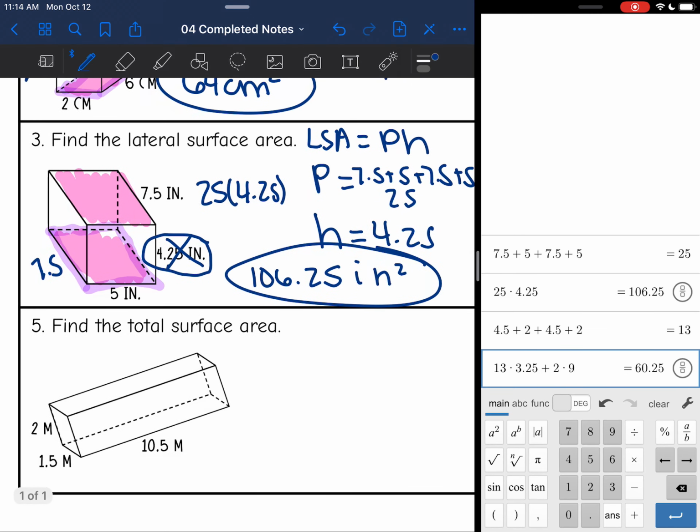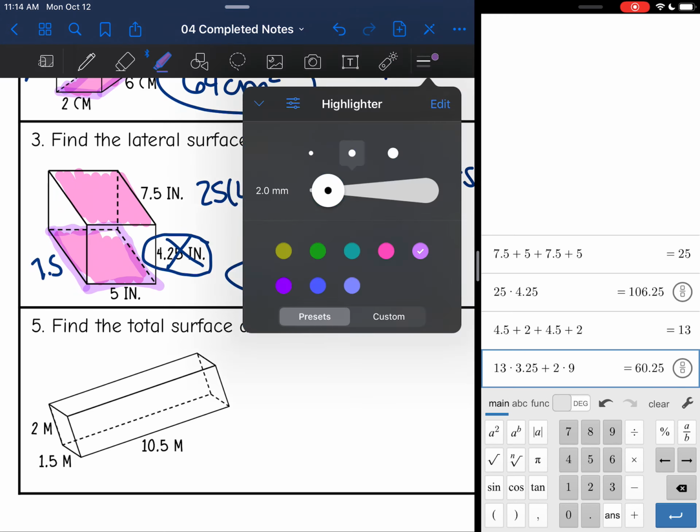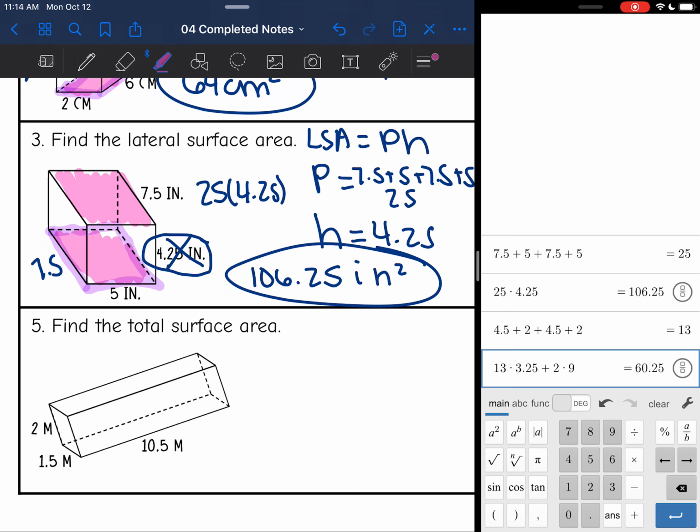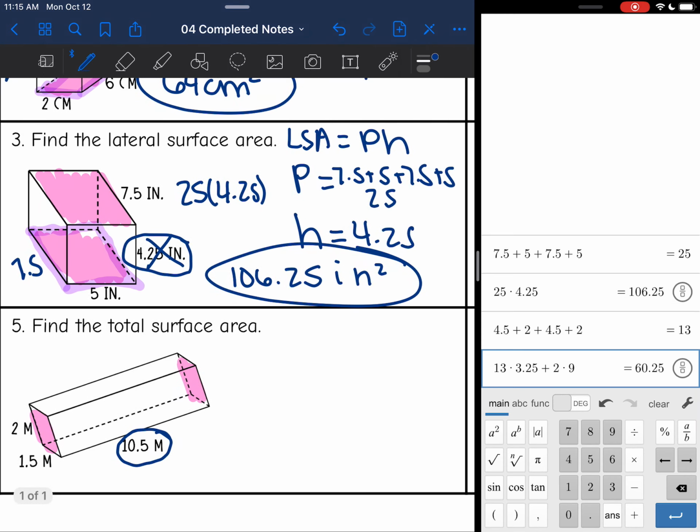Okay, number 5, I'm going to do something different this time. Remember how I've talked about how you can use any of the opposite faces for the bases. And since I'm finding the total surface area this time, it doesn't matter because I'm finding the entire outside covering. So it doesn't matter what I use as the base because it's going to be added in there no matter what. So instead of using the top and the bottom, I'm going to use these side faces as the base, which makes 10.5 the height this time.